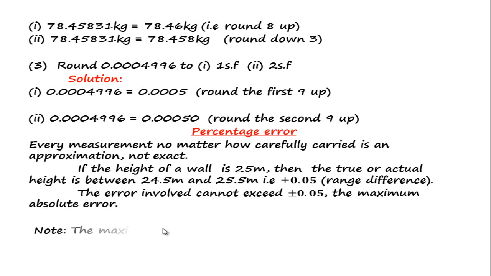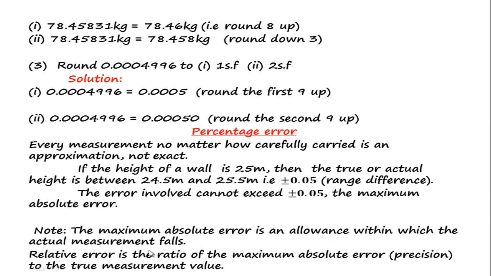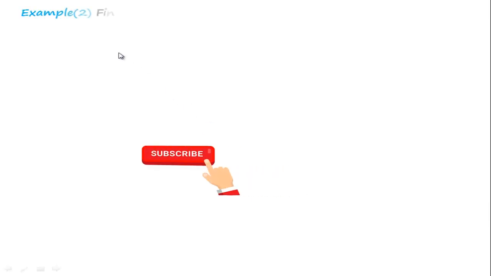0.05. Note this. The maximum absolute error is an allowance within which the actual measurement falls. The range between which the actual measurement falls is the maximum absolute error. While relative error is the ratio of the maximum absolute error, which is precision, to the true measurement value. You are going to get it as we move forward. Now let's go to an example.